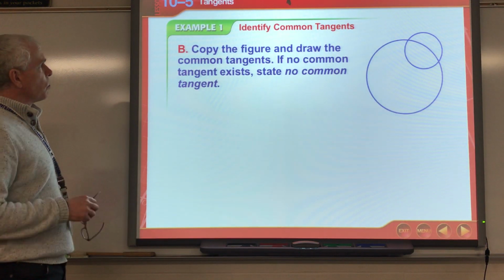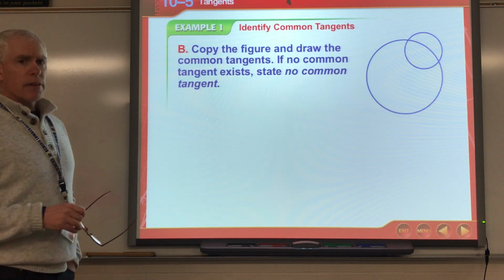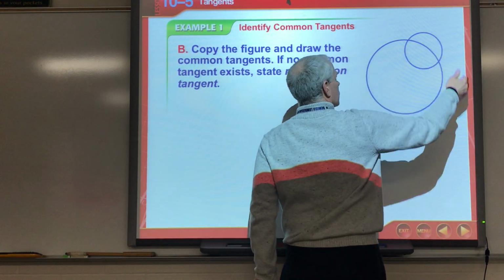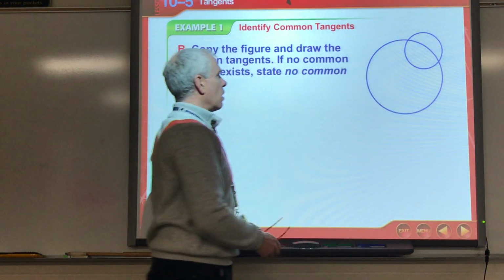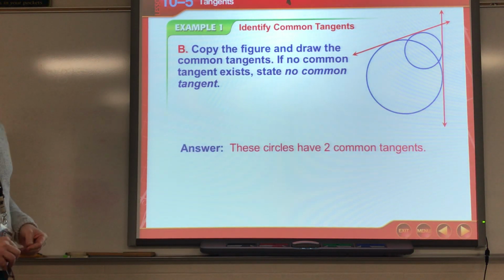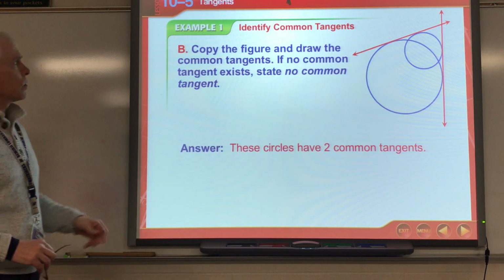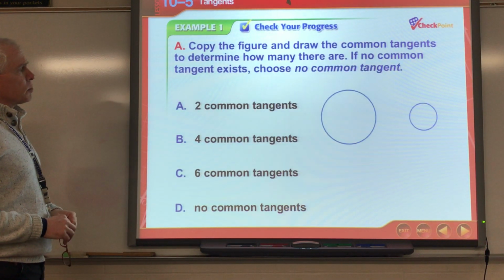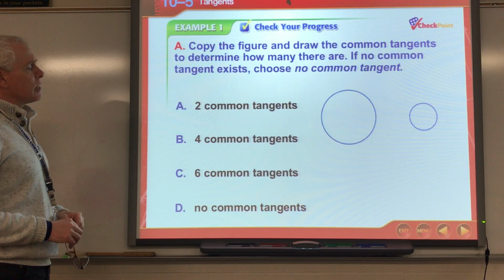Whereas when I look at this one, there are definitely some common tangents. I can draw a tangent across the top here that will touch both circles in one spot, across the bottom. Okay, and as you draw them in there, I think you can see that there's definitely two common tangents in that circle. Okay, what do you guys think? So this particular circle, how many common tangents do you have?